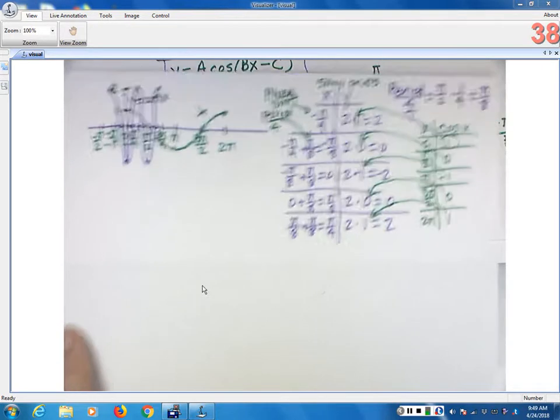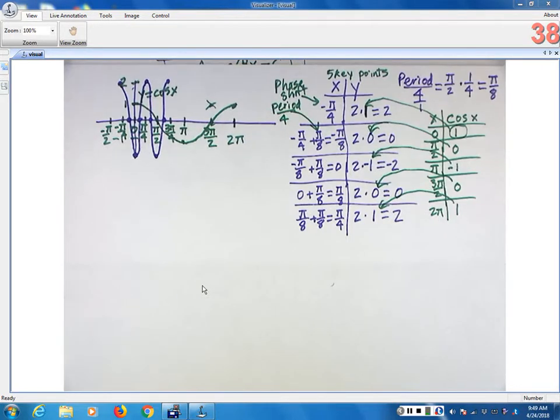I say remembering the parent functions for each. Yeah, you know what I mean? If you can remember, I have cosine and sine memorized. And I had not reviewed this since we went over chapter 1.